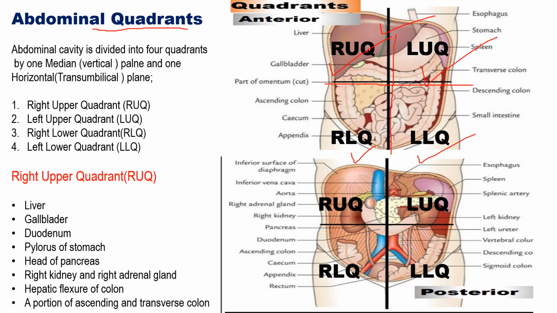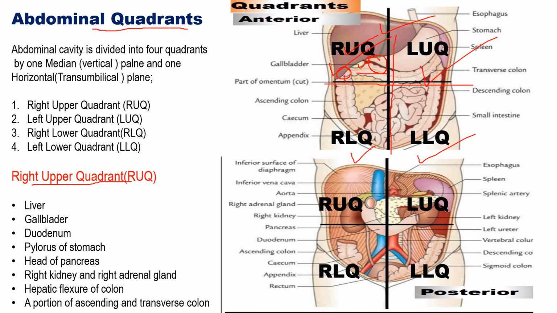Let's discuss first quadrant, that is right upper quadrant. So what are the organs located in that quadrant? This quadrant contains liver, gallbladder, pylorus end of stomach, this is pylorus end of stomach, ascending colon and transverse colon. And the point where ascending colon turns into transverse colon is called hepatic flexure of colon.